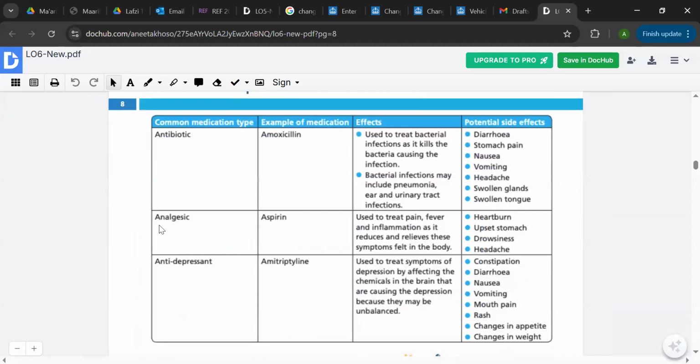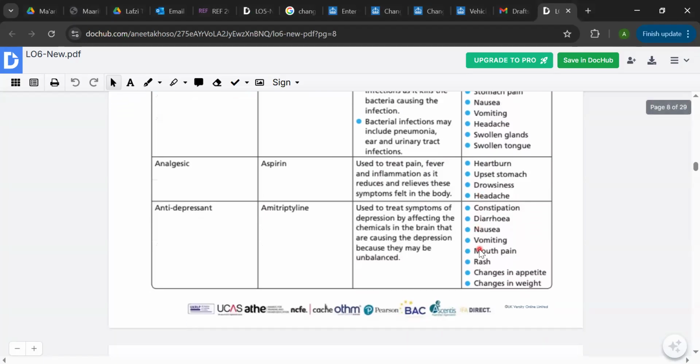So antibiotics, here, such as amoxicillin. Its effect is to kill bacteria, and viruses, obviously bacteria, not viruses, sorry. You can have potential side effects such as diarrhea. You could have all sorts of side effects. Not everyone has them, but some people can have nausea, vomiting, headache, swollen glands, stomach pain, etc. Analgesics like aspirin, painkillers, can give you heartburn, upset stomach, drowsiness, or headache.